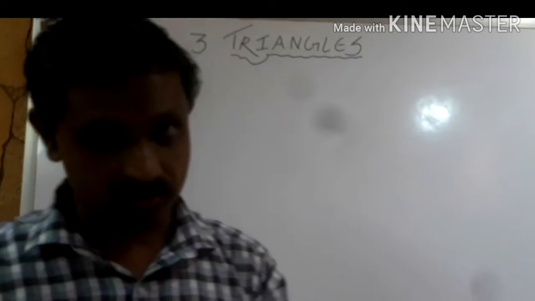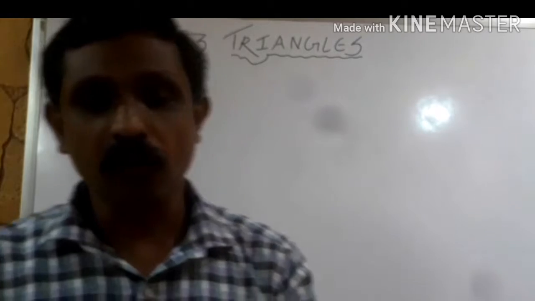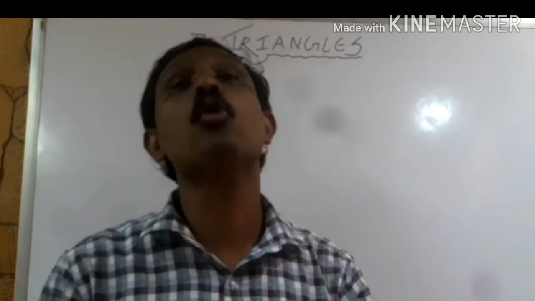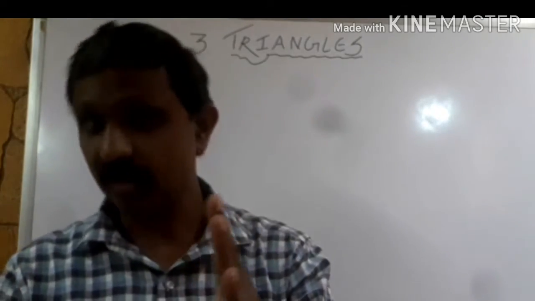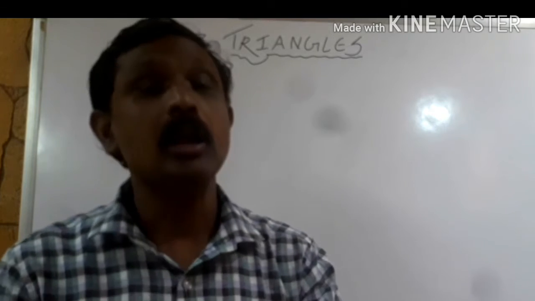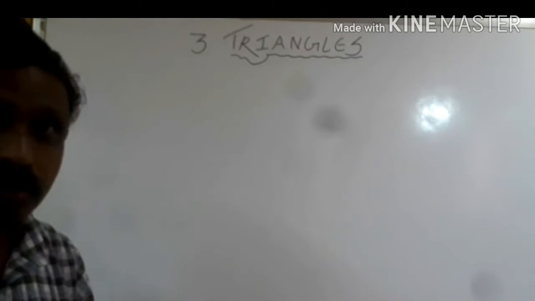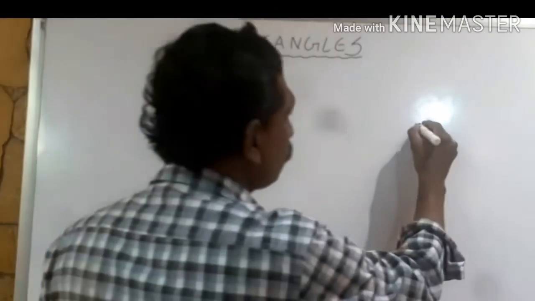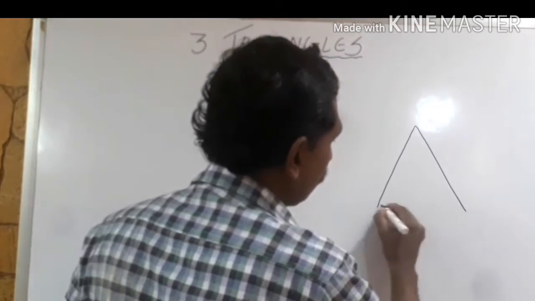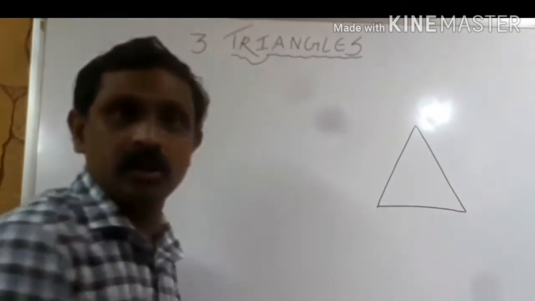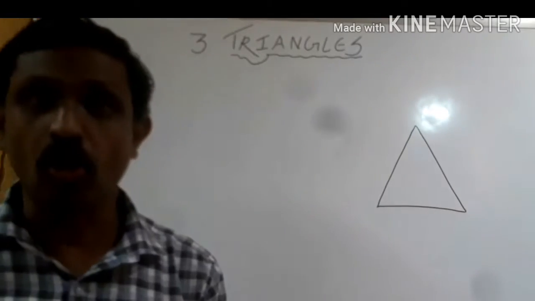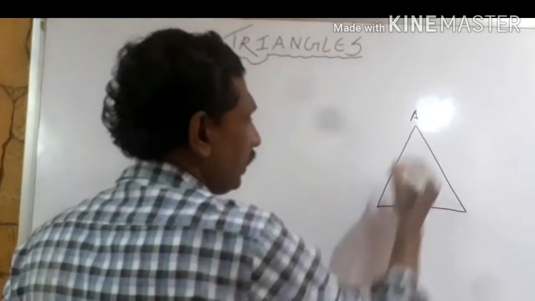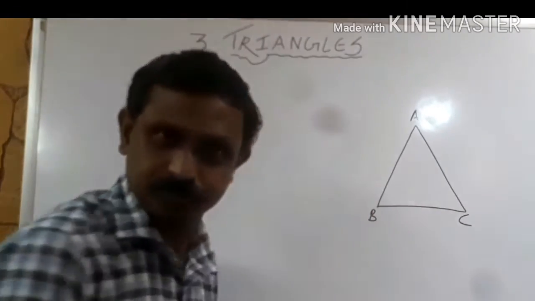A closed figure formed by joining three or more line segments is called a polygon. Now, a polygon with three sides is called a triangle. So, if you see here, when three line segments are joined, you form a triangle. Let me name this triangle A, B, C.